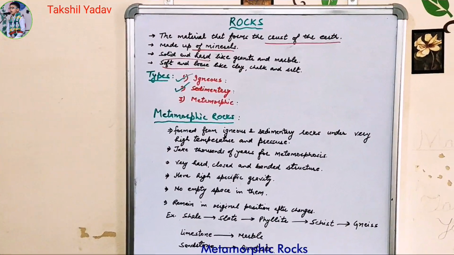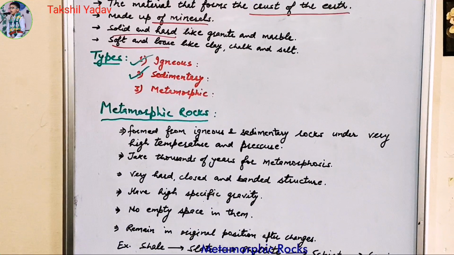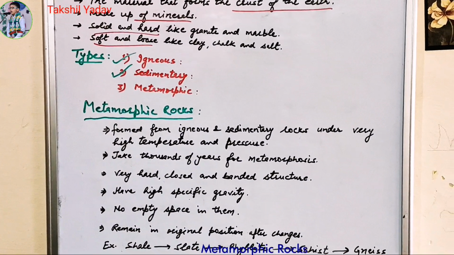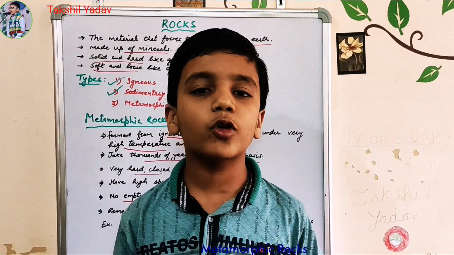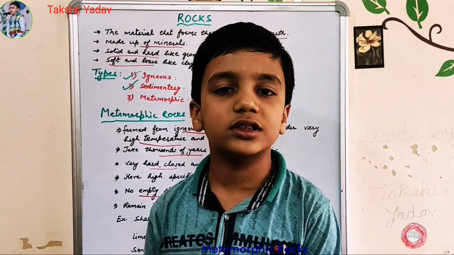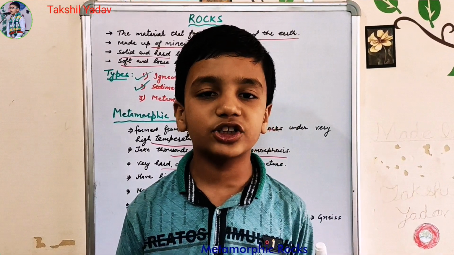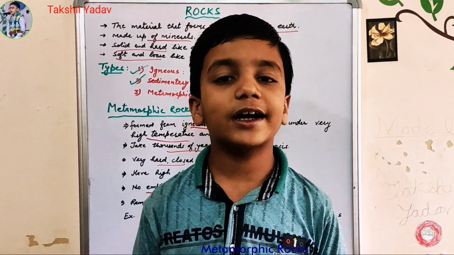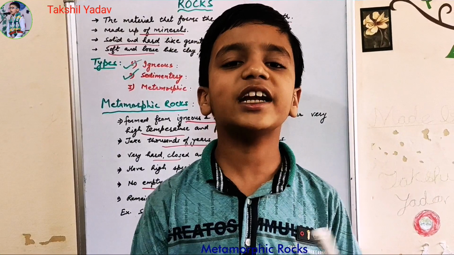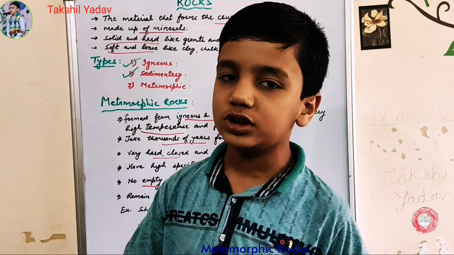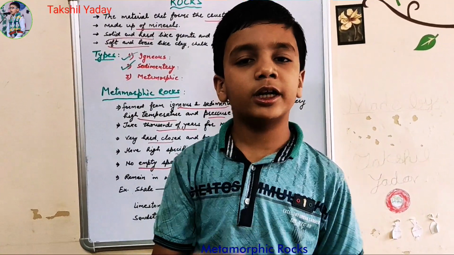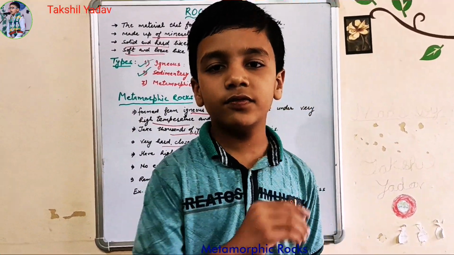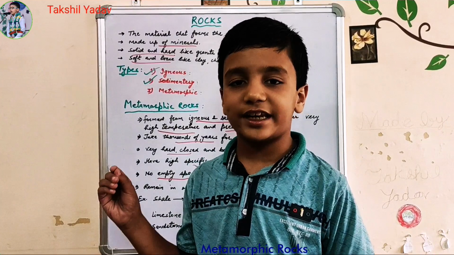Metamorphic rocks. Metamorphic rocks are the rocks which are formed from igneous and sedimentary rocks when immense heat and pressure through nature acts on them. There are many kinds of sedimentary and igneous rocks which change into different types of metamorphic rocks, and we will study their characteristics.